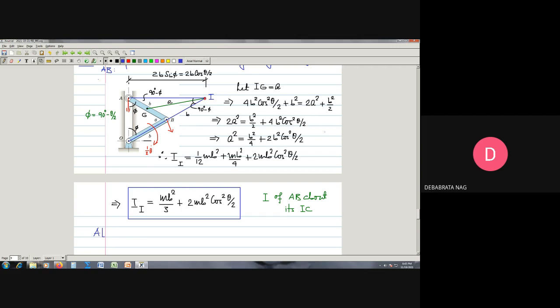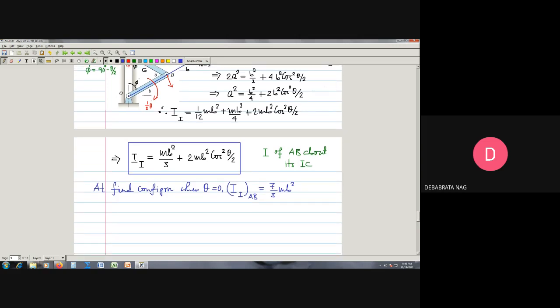So we can write like this: at final configuration, when theta becomes equal to 0, I find that the I about this member AB is going to be equal to, if we substitute, 7 by 3 MB square. So that is going to be my I when this member comes and becomes totally flat.